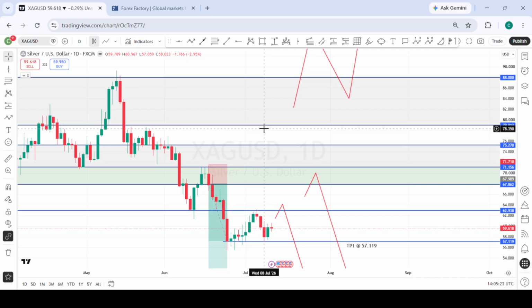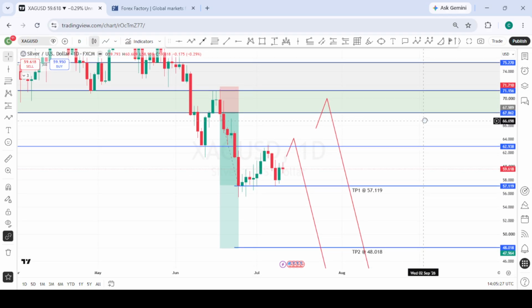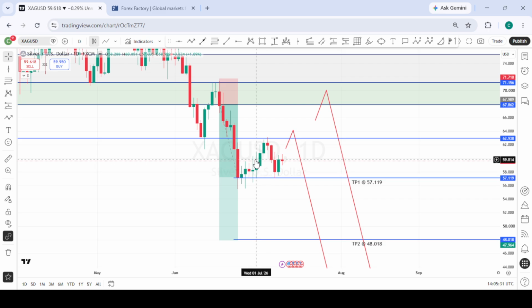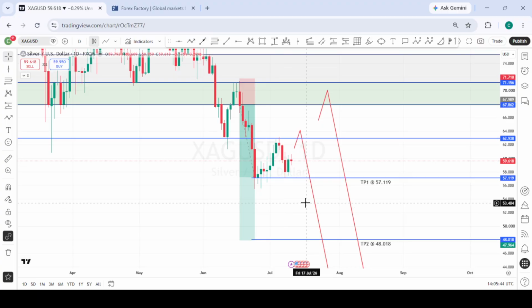This is silver, and it's also a similar move as we have on gold. We've already hit our first TP, and then we anticipated last week that price was going to retest this daily structure here and give us a selling opportunity. We had this swift retest, a rejection candle, and a bearish momentum candle. And so we just have to be patient to see how price develops.